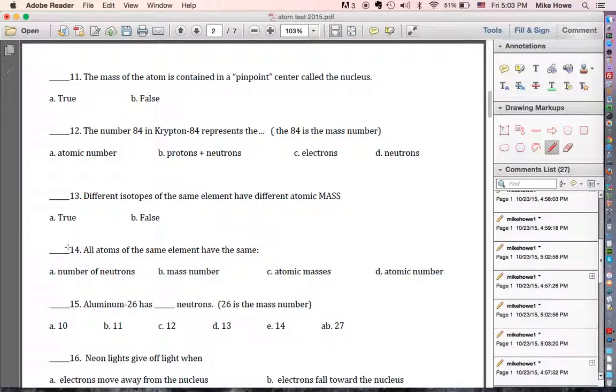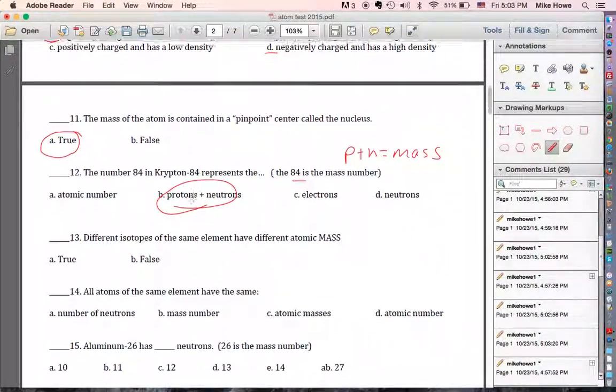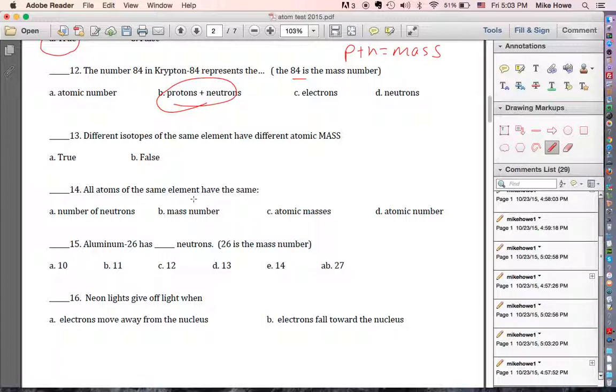Okay, so that brings us to number 11. The mass of the atom's in a pinpoint in the center. That's true. It's called the nucleus. All the protons and neutrons are there. Since protons plus neutrons equal mass, the mass number includes all the protons and neutrons. That was B. And we just a few minutes ago said that if neutrons vary, mass varies. So different isotopes have different atomic mass. It's true.